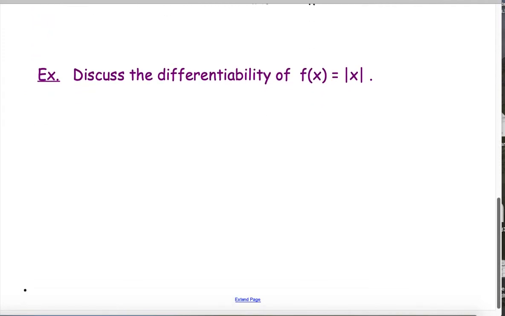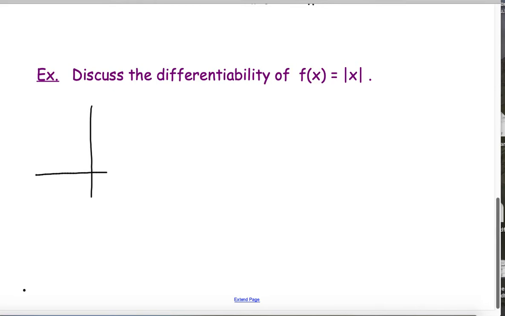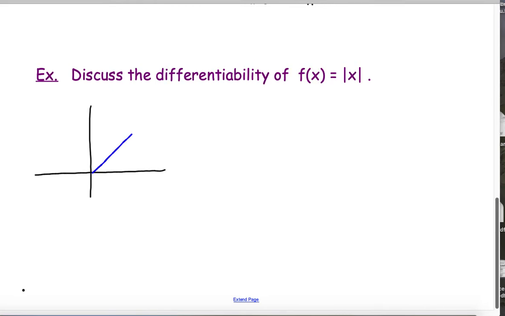Discuss the differentiability, easy for me to say, of the absolute value of x. So let's take a look at that picture. What does the absolute value of x look like? Well, we've seen this many times before. There's our absolute value of x. Like that, a sharp point right there. Perfect. All right. So let's say I'm trying to find the derivative at 0.